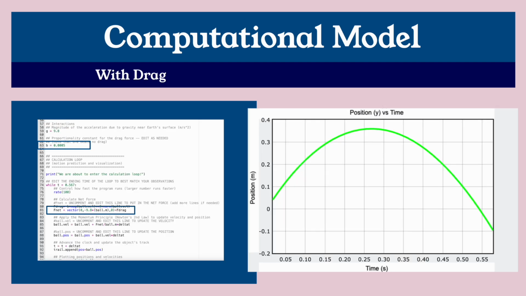For the second computational model with drag, I kept the initial positions in their places and I changed b to equal 0.005, so now the computational ball has both gravity and drag acting on it. So I added the drag force to the net force formula at the bottom.